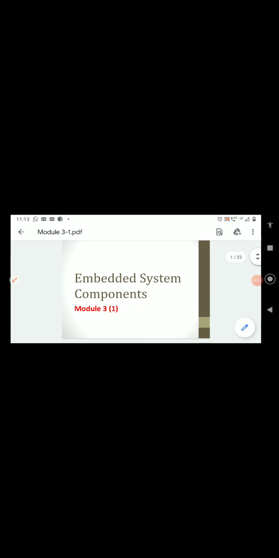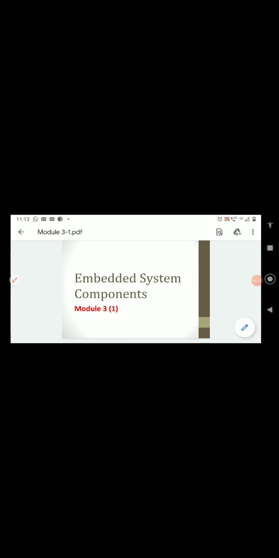Hello students, we will start with the third module now, that is embedded system components. In this third module we will divide that in two parts, that is part A and part B. The part A covers two PPTs which are provided in the Google Classroom. You can go through that.